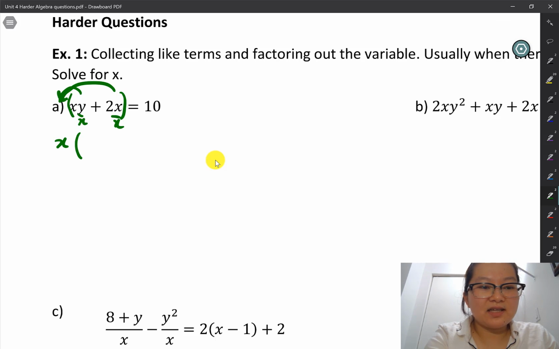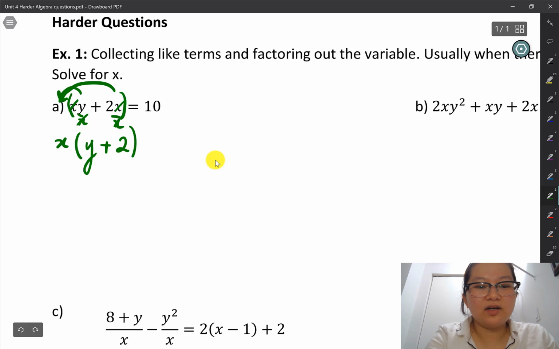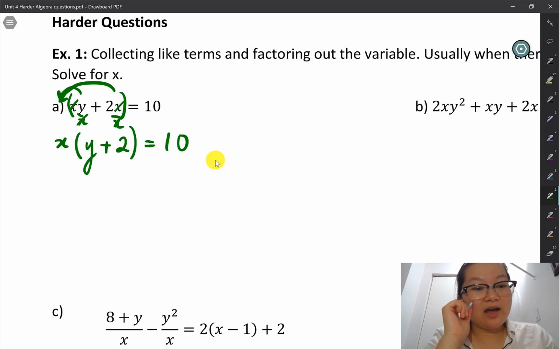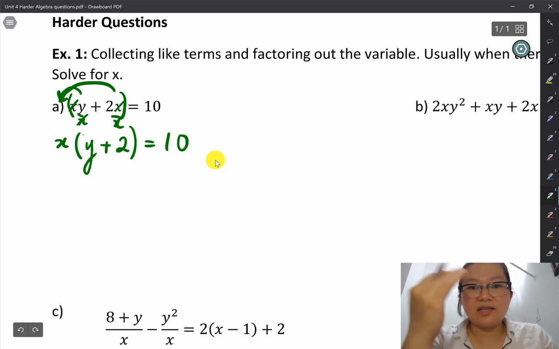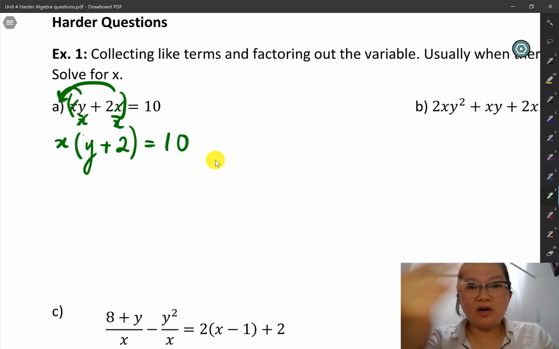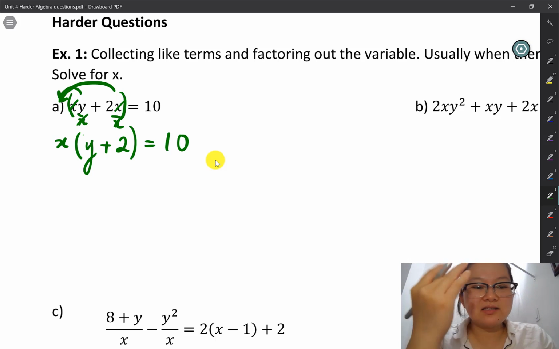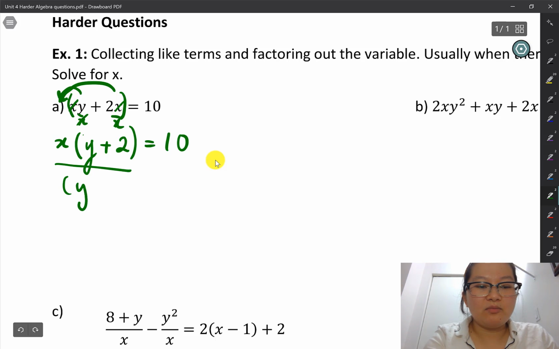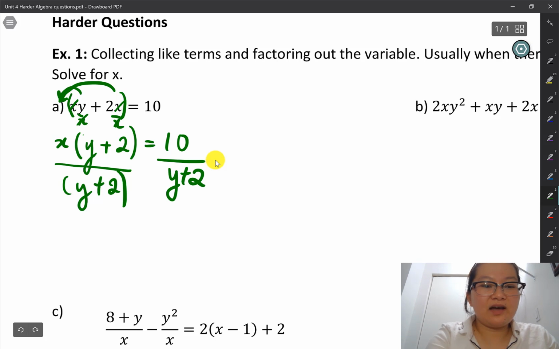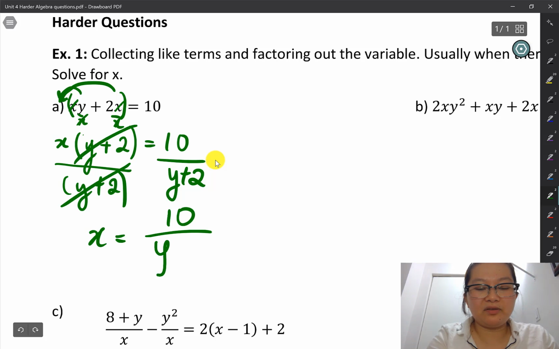y divided by x is just y, plus 2x divided by x is just 2, and this is equal to 10. Now I have x times whatever is inside the brackets. Because it's multiplying, I can easily isolate whatever is inside these brackets by dividing both sides by y plus 2. That gets rid of that one. Then I get x is equal to 10 over y plus 2.